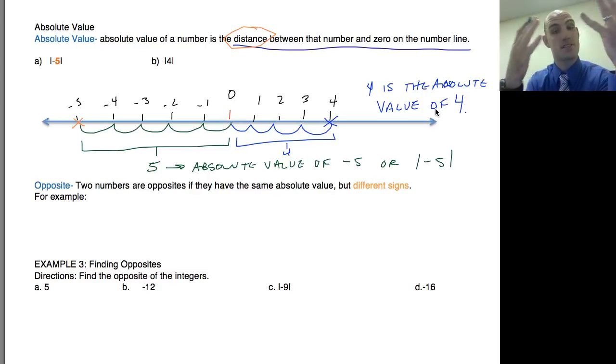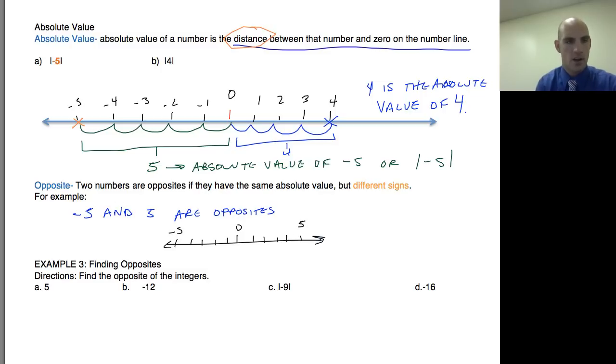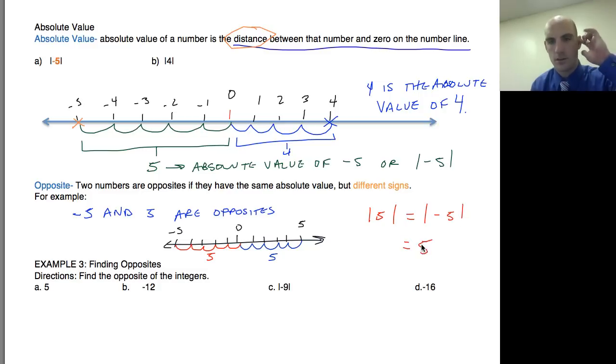If numbers are opposites, they have the same absolute value but different signs. For example, -5 and 5 are opposites. If we look at that on a number line, I put 0 here, then 1, 2, 3, 4, 5 on each side. So that's -5 and this is 5. There are 5 spaces here, and over here there are 5 spaces. Whether you're positive or negative, that 5 is the amount of space from 0 to that number. So the absolute value of 5 is equal to the absolute value of -5, and it's equal to 5.